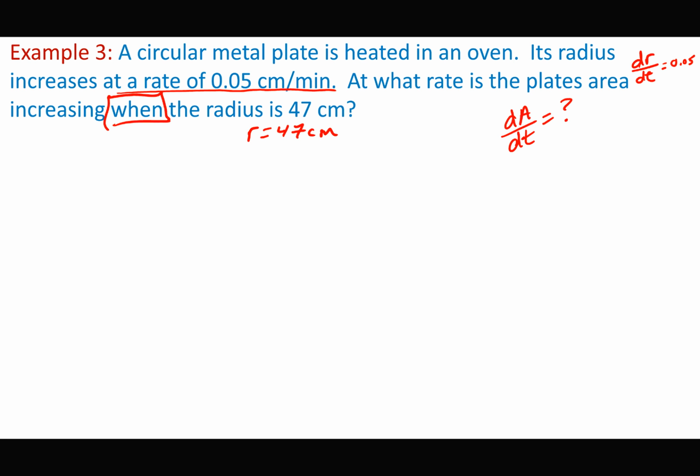So what formula are we going to start with? A equals pi r squared. Okay. Differentiate with respect to time. So dA/dt would be equal to pi is my constant. Derivative of r squared with respect to t would be 2r dr/dt.